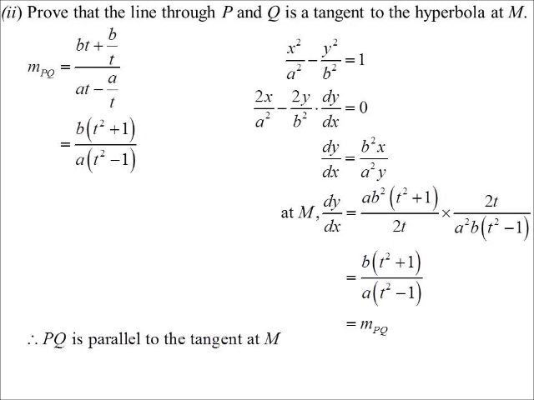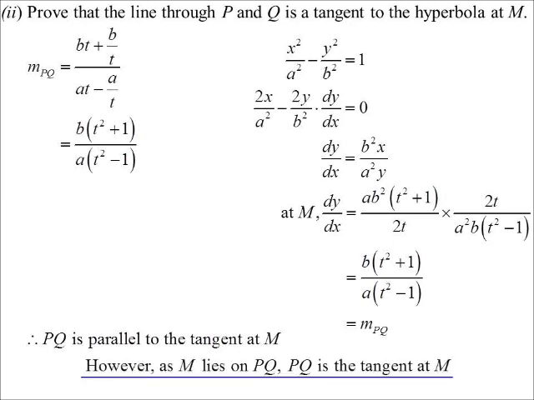So I know at this stage, best I can say, PQ is parallel to the tangent there. But we already know that M lies on the line PQ. So therefore, it's not parallel to it, it must be the line PQ. Oh, it goes a bit further. Show that OP times OQ is OS squared.